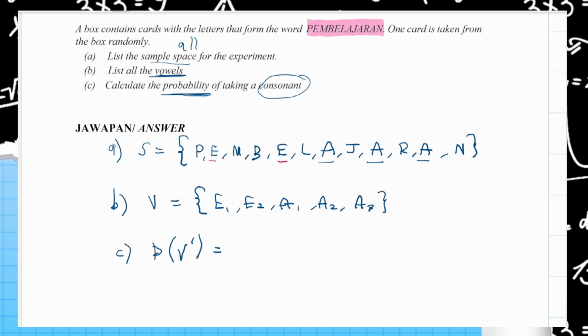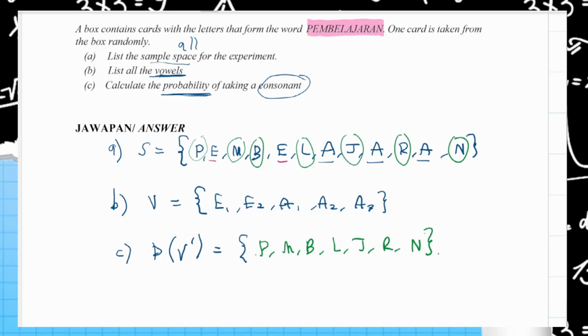So if we list V prime first, it is all except V. So we have P, M, B, L, J, R, N. Okay, so P, M, B, L, J, R, N.